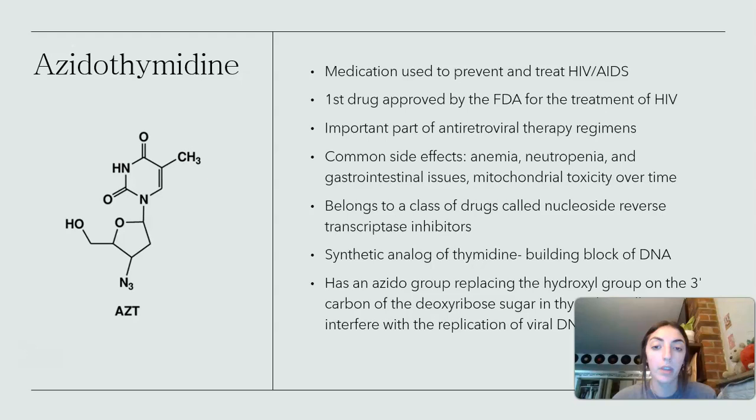It belongs to a class of drugs called nucleoside reverse transcriptase inhibitors, and it is a synthetic analog of thymidine, which means it is a building block of DNA. It has an azido group replacing the hydroxyl group on the 3' carbon of the deoxyribose sugar in thymidine, and this is what allows it to interfere with the replication of the viral DNA.